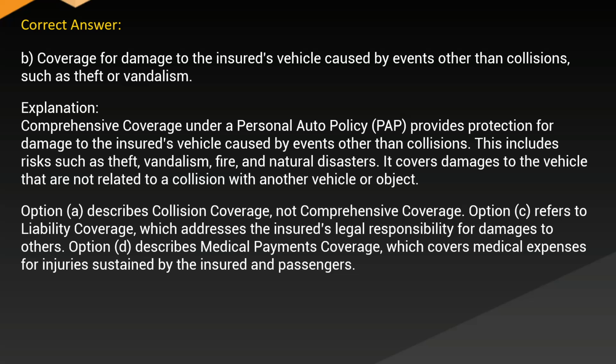Correct answer: B. Coverage for damage to the insured's vehicle caused by events other than collisions, such as theft or vandalism. Explanation: comprehensive coverage under a personal auto policy (PAP) provides protection for damage to the insured's vehicle caused by events other than collisions. This includes risks such as theft, vandalism, fire, and natural disasters. It covers damages to the vehicle that are not related to a collision with another vehicle or object.